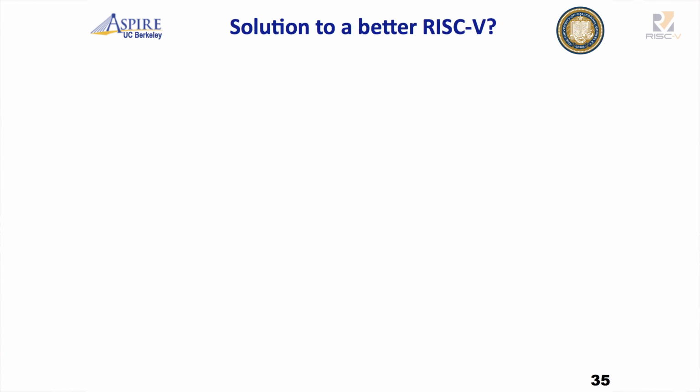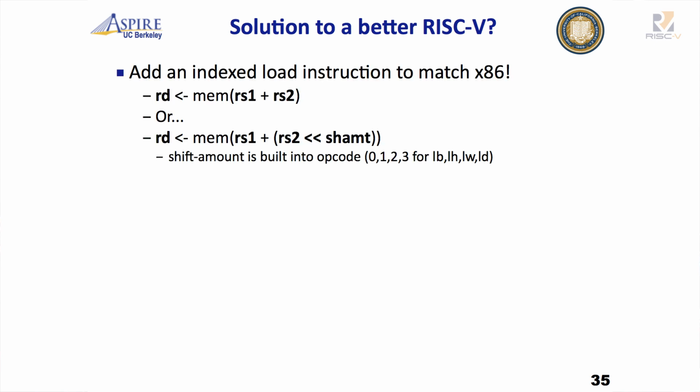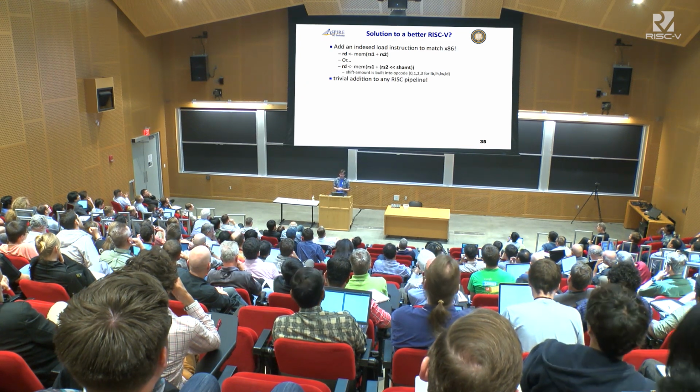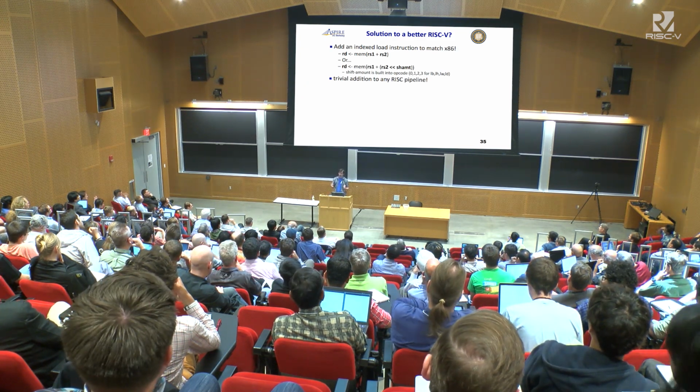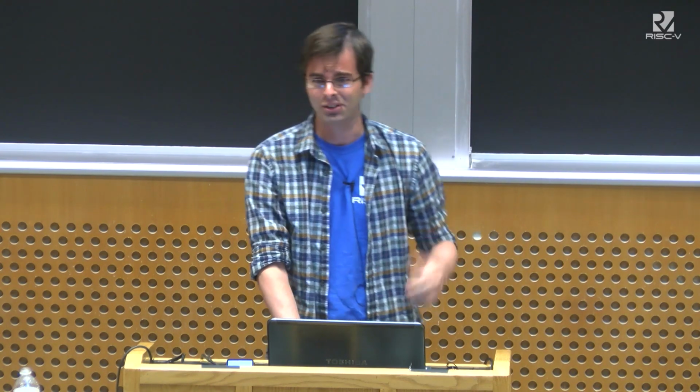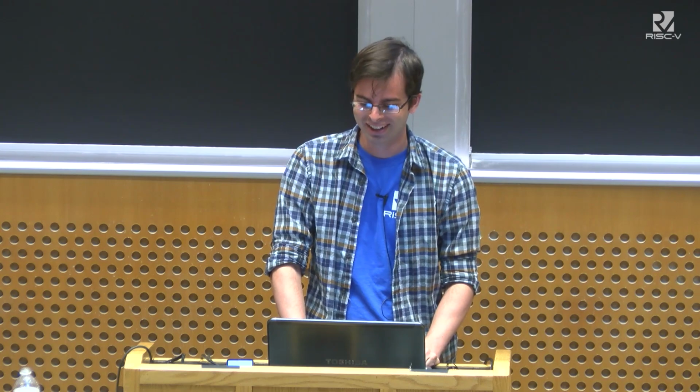Okay, so based on that information, what can we do to build a better RISC-V? Well, the answer is obvious. Let's just add an indexed load instruction to match the behavior of the other ISAs. So, add 2 registers to perform the load. You could even build in the shift. And what's great about this instruction is it's a trivial addition to any RISC pipeline. We're only going to have 2 operands we want to read. We're only going to perform 1 write back. It's going to have the same side effects as the regular loads. This is great. I mean, don't you want 5% fewer instructions?